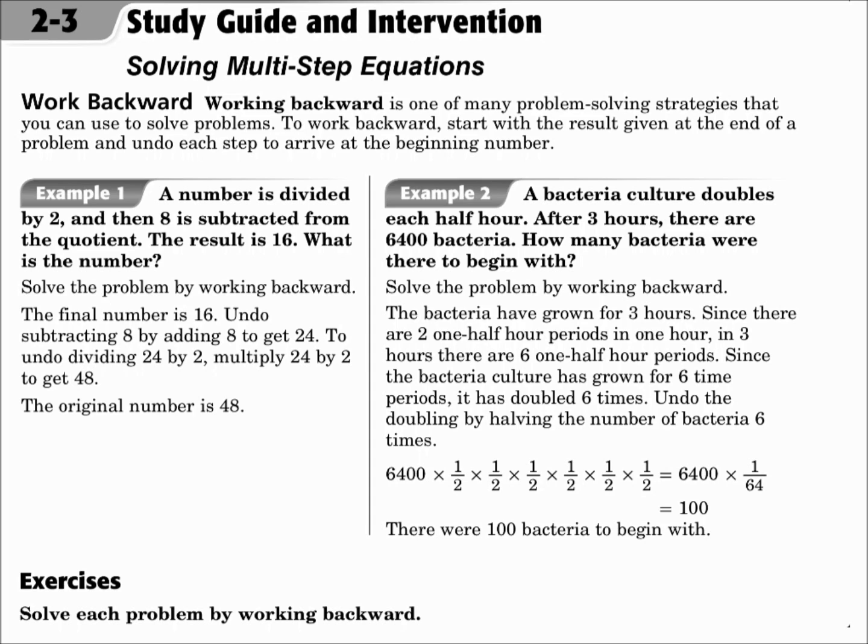The first method is working backward. Working backward is one of many problem-solving strategies that you can use to solve problems. To work backward, start with the result given at the end and undo each step to arrive at the beginning number.